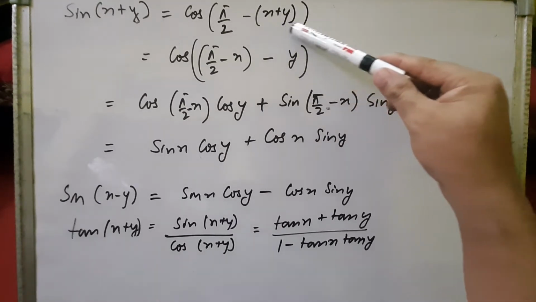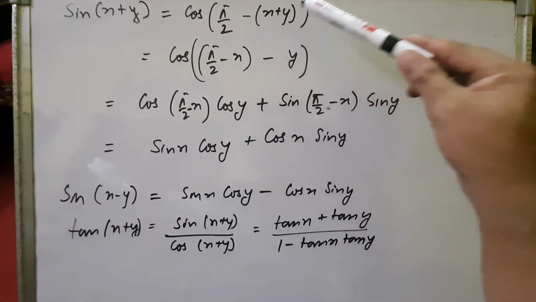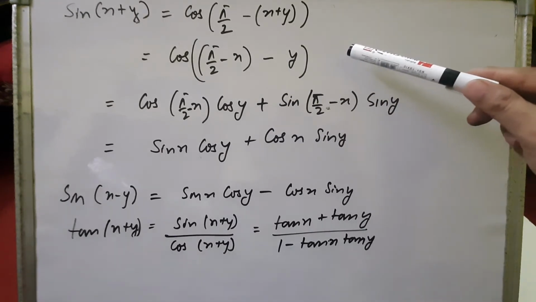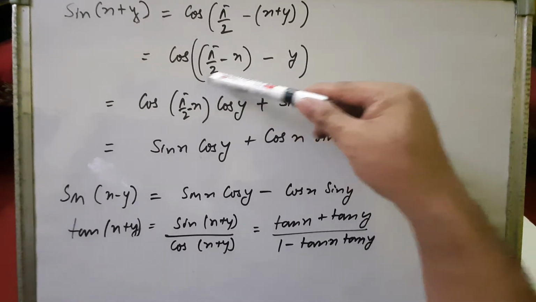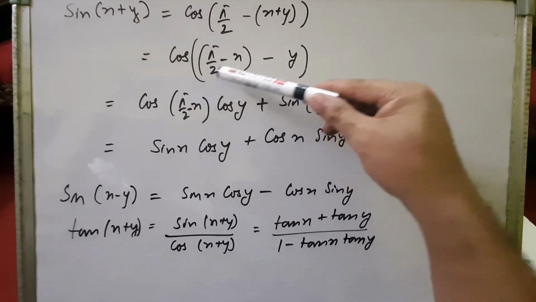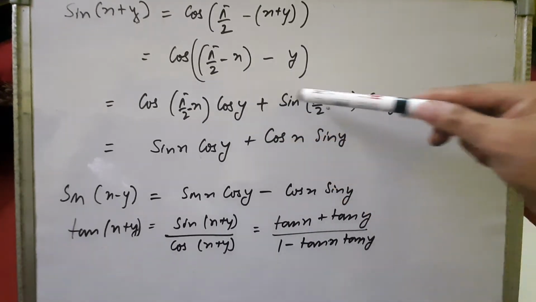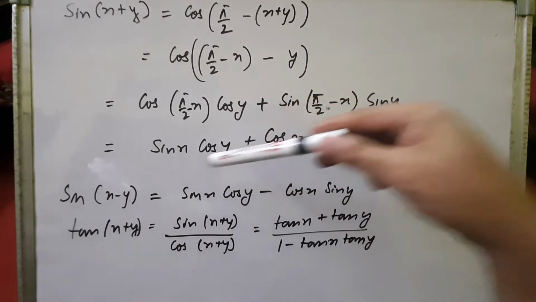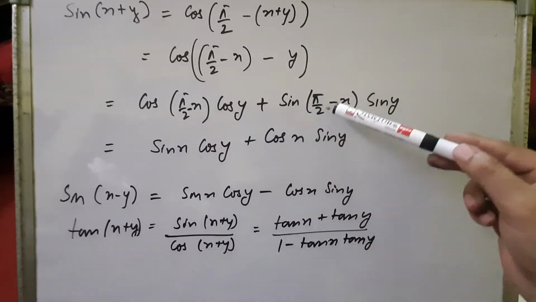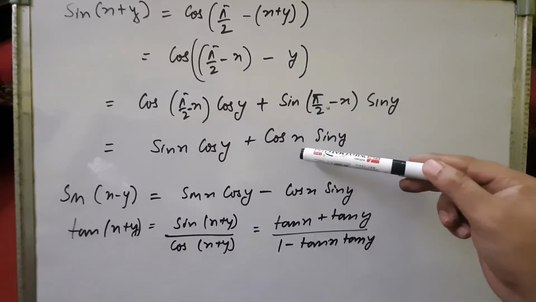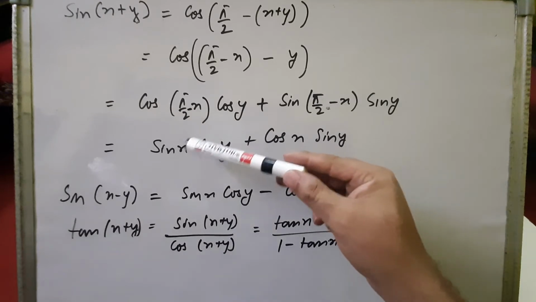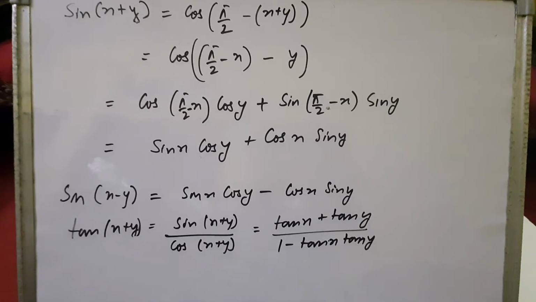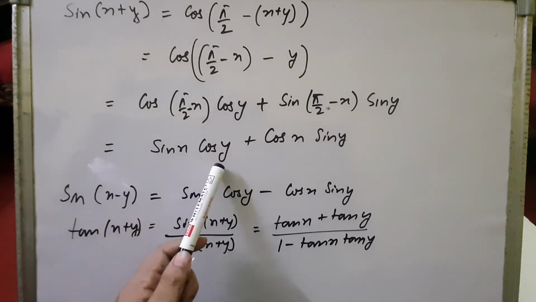Now if we open this bracket, it will become 90 - x - y. So we can separate the terms as cos((90 - x) - y). Now consider (90 - x) as one term, and consider y as the other. The cos(x - y) formula is cos x cos y plus sin x sin y. Right? And cos(90 - x) is sin x, and sin(90 - x) is cos x. So from here we got the value of sin(x+y) as sin x cos y plus cos x sin y.